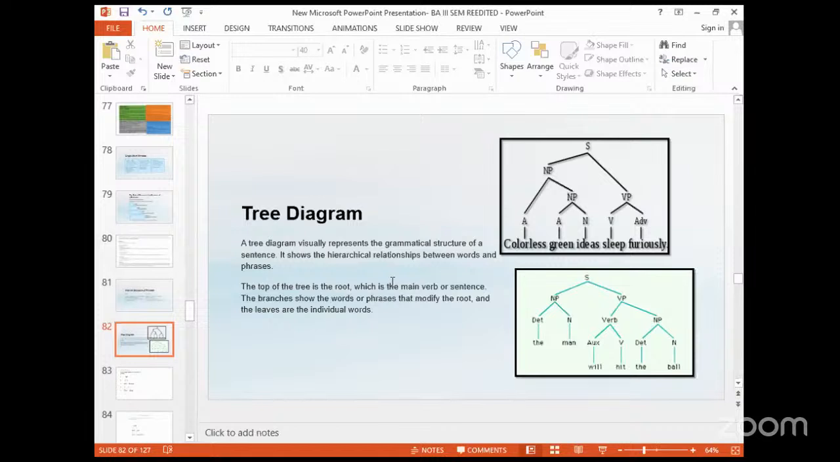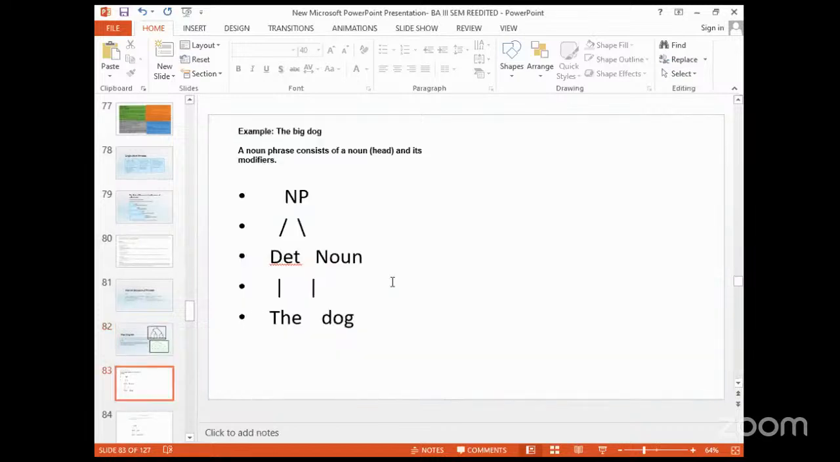Now, the ball is a noun phrase. You can see NP on top. Will hit is a verb phrase. You can see it as a verb. And then the man is a noun phrase. Right. And here we have a few more examples with a small example.